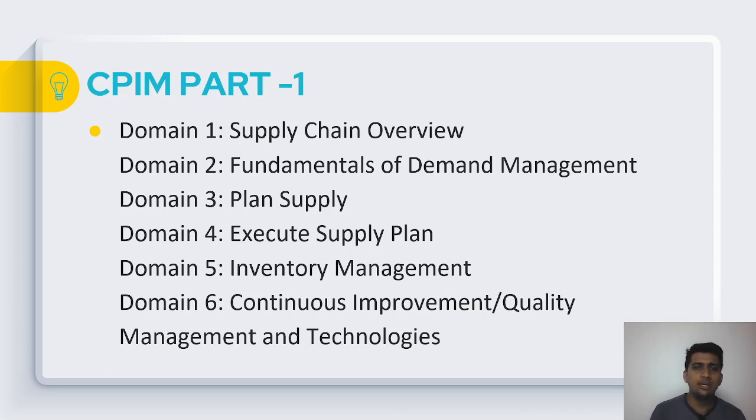Let me just quickly take you through the syllabus of part 1. It's supply chain overview, fundamentals of demand management, supply planning, execution of supply planning, inventory management, continuous improvement and quality. This is also an additional feature you'll find. Since CPIM is more into manufacturing, it will talk a lot about lean methodologies, continuous improvement in terms of supply chain and also in terms of quality.